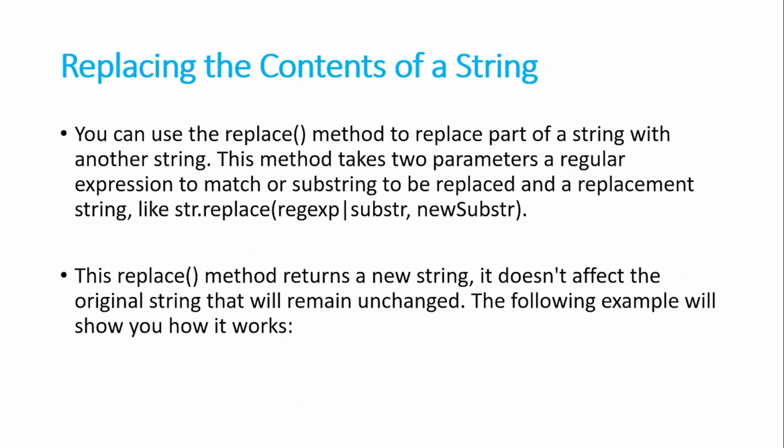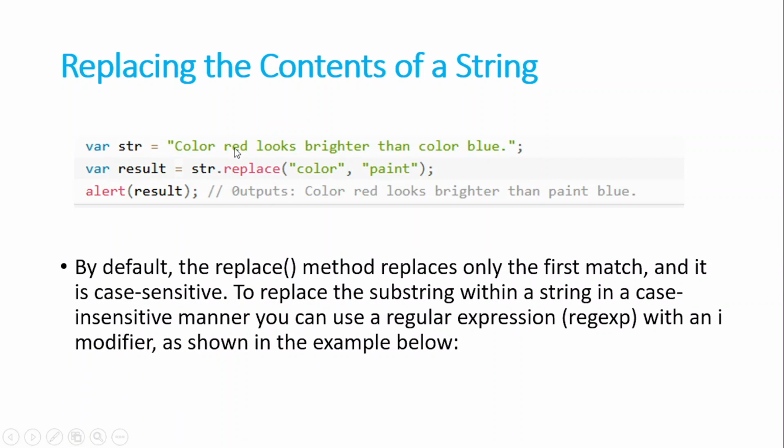We can also use the replace method to replace part of a string with another string. This method takes two parameters: a regular expression or substring to match the part to be replaced, and a replacement string, like str.replace. So the replace method changes some word into another word. For example, in this case, we have "color red looks brighter than color blue", and I want to replace this color with paint.